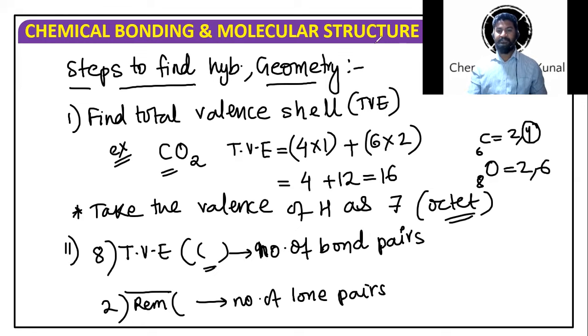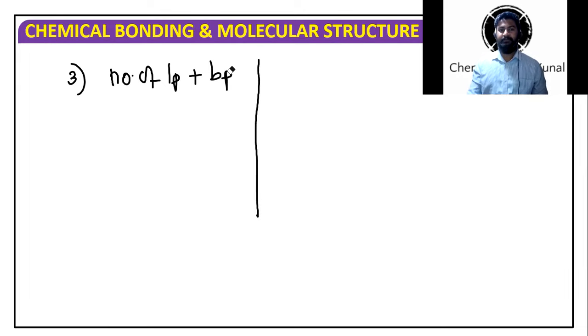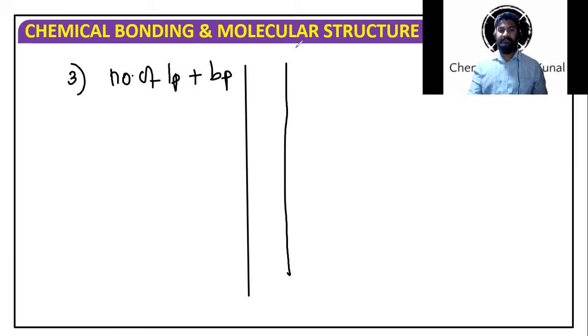Very well. Let's go to the third step. The third step is to add the number of lone pairs plus bond pairs. Just add them. If you add the number of bond pairs and lone pairs and you get some values like this, then this will tell you a lot about the answers.